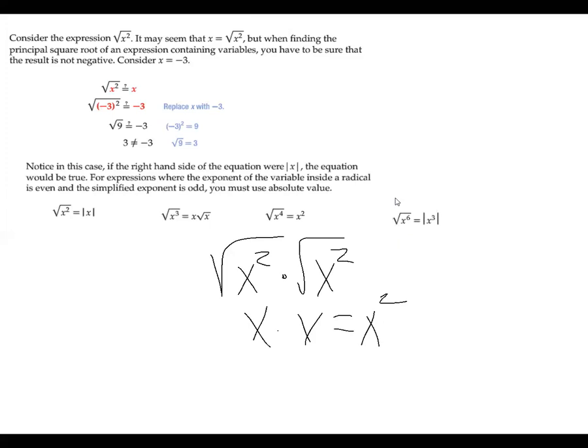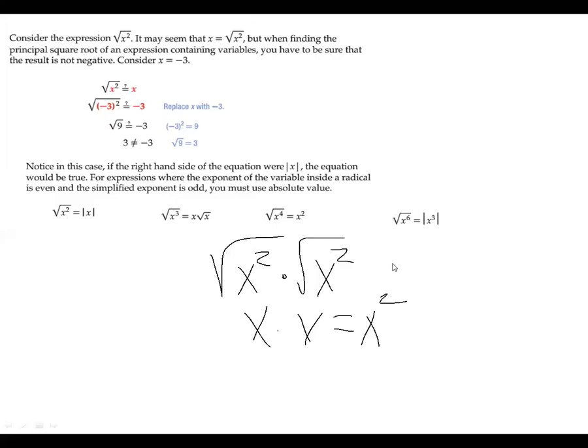If I had the square root of x to the sixth, then you'd need an absolute value, because the square root of x to the sixth simplifies to x to the third. So you had an even exponent simplifying to an odd exponent when you took the square root. Therefore, you need the absolute values.